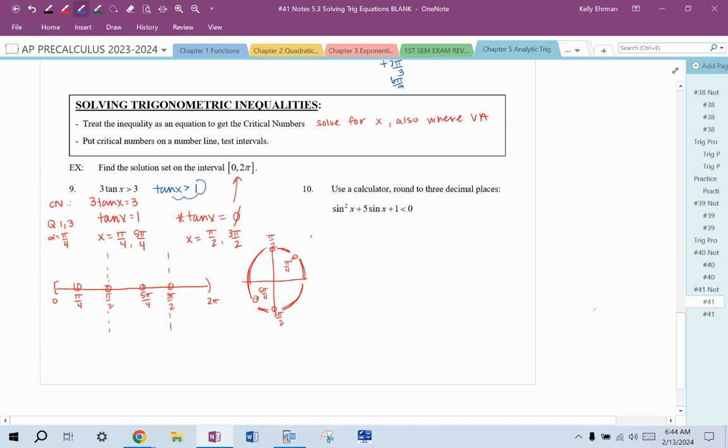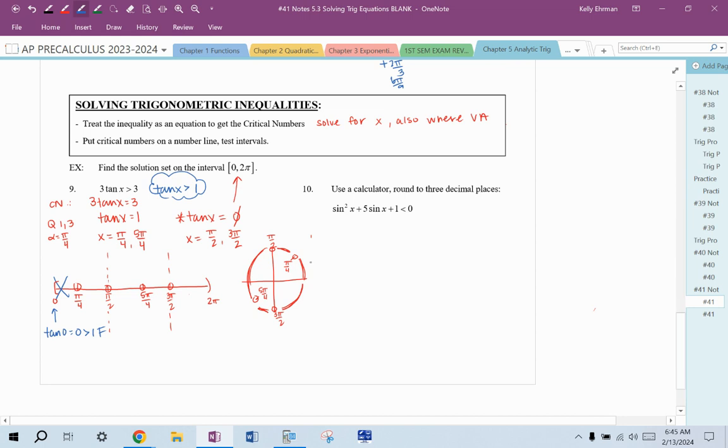So let's look at this. This is what we're comparing when we test into. So I'm going to start with 0 for the first interval. Tangent of 0 is equal to 0. Is 0 greater than 1? No. So that section's out. That's false.